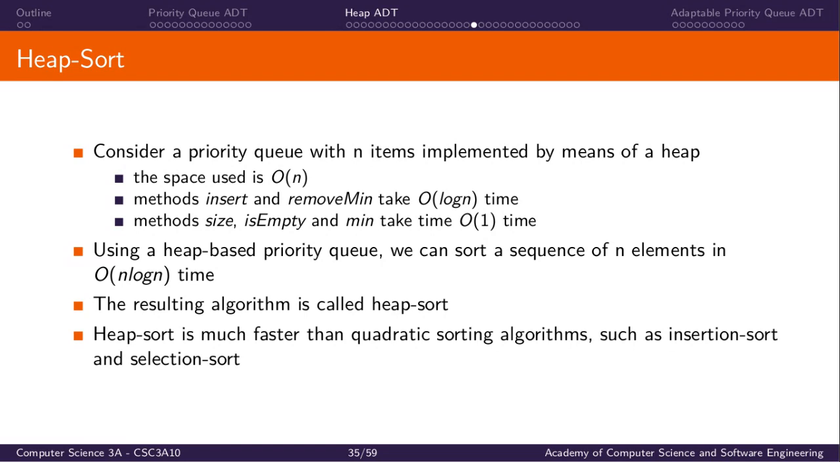So it's faster than insertion sort or selection sort. All right, so we developed a brand new sorting algorithm by using a priority queue. We store the priority queue in a heap. We then call that heap sort. That sorting algorithm is faster than the other two that we considered, insertion sort or selection sort.